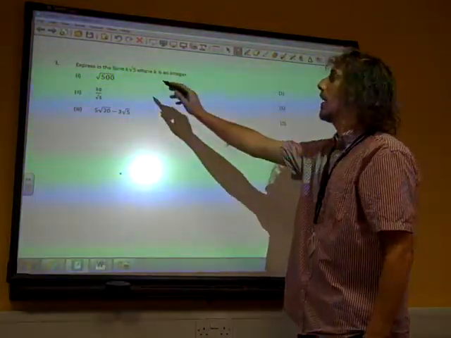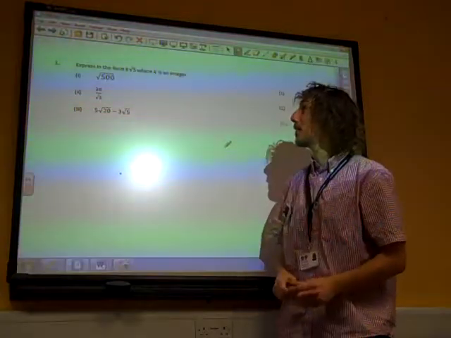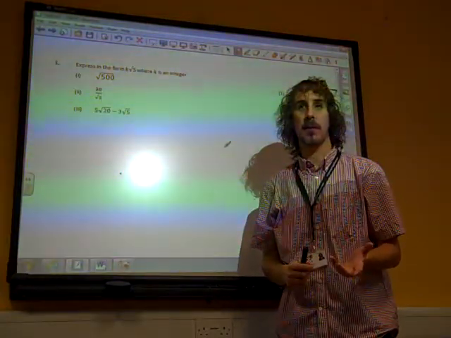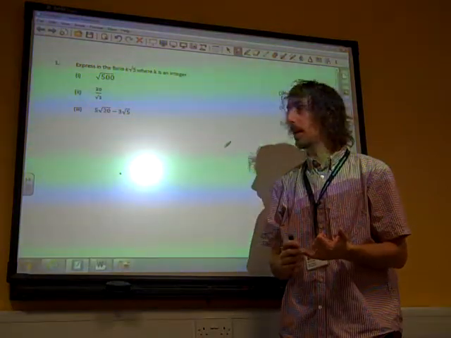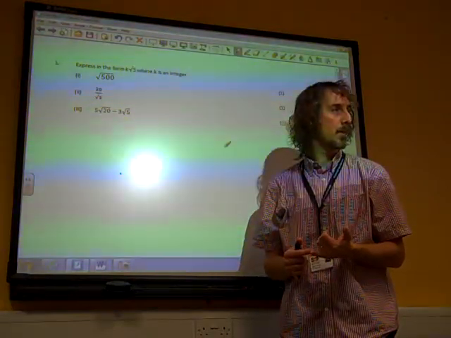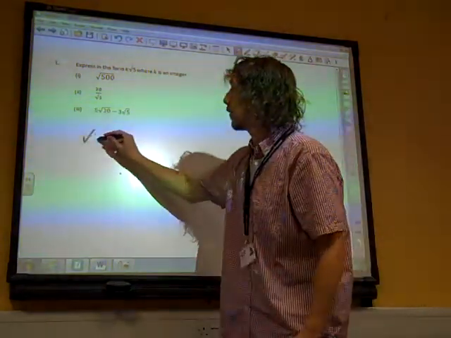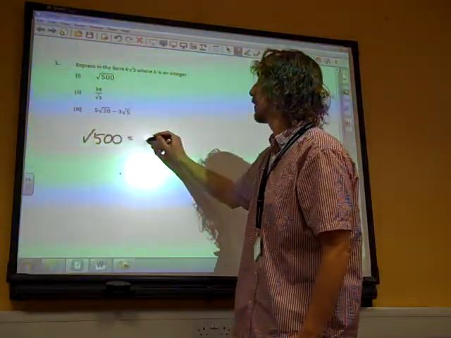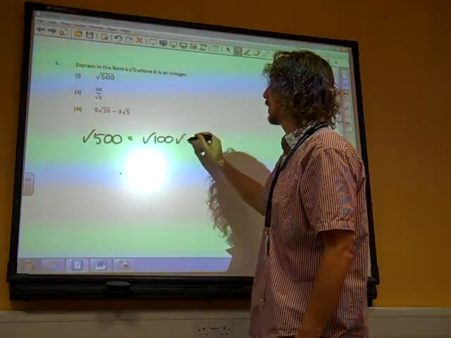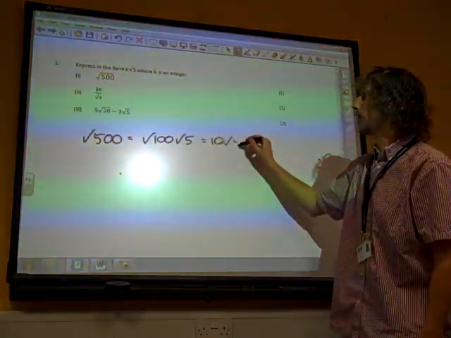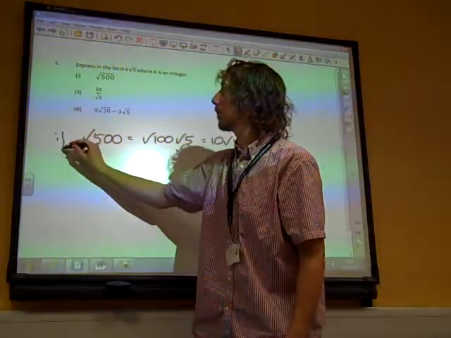Express in the form k root 5, where k is an integer, each of these. Remember, we can't use a calculator for this. 500: we're going to think what's the biggest square number that goes into it, and it's 100, isn't it? So root 500 is the same as root 100 times root 5, and so that gives us 10 root 5. That's 1 mark.